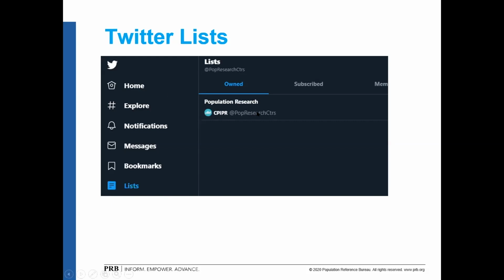Once you have lists that you have curated, I want to be really clear that you'll see two pieces here. You see the avatar, the name, and the handle of that list that you own. So this is from the CPIPR account. I've created a list called Population Research. If I click on this little avatar or any of the piece here, it's just going to take me to my profile for that account, to the CPIPR profile page.